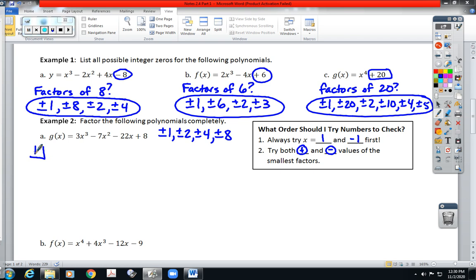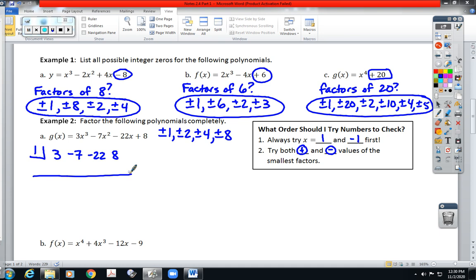Coefficients from g of x go outside the box. That's 3, -7, -22, +8. And we run synthetic division. What are we looking for when we run synthetic division? For a remainder of 0. If we get a remainder of 0, then we found a root.